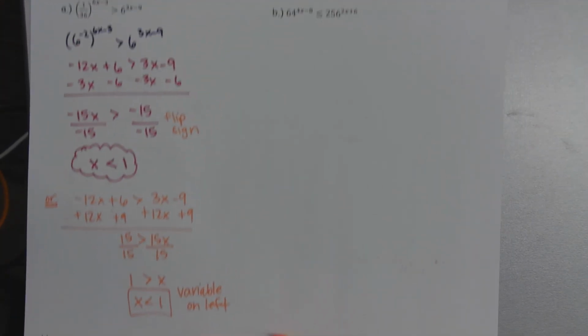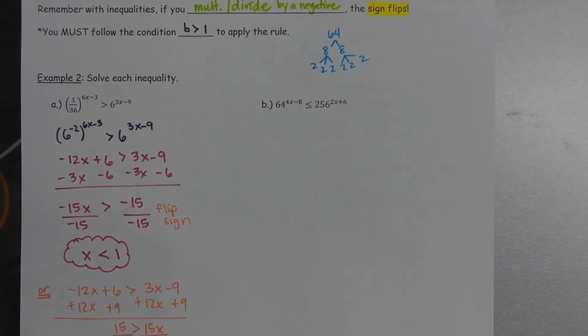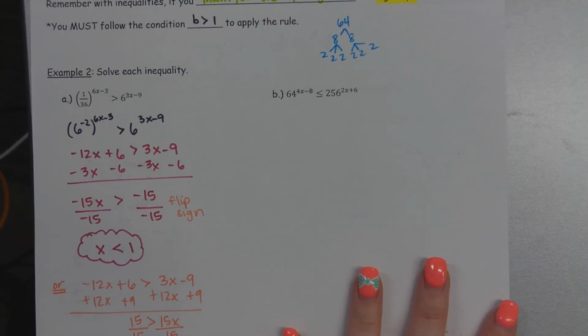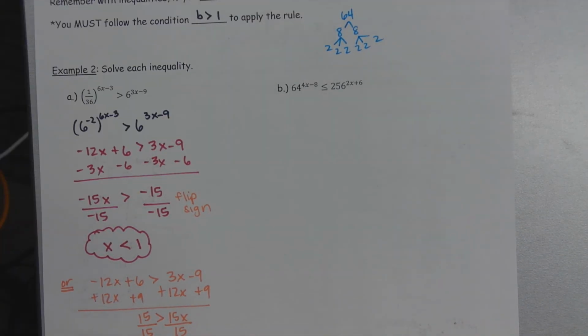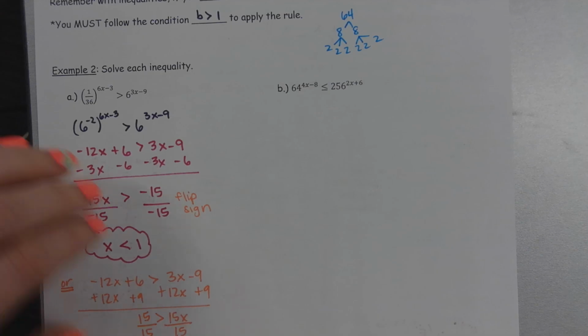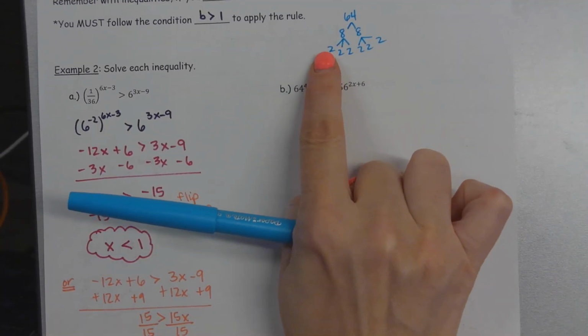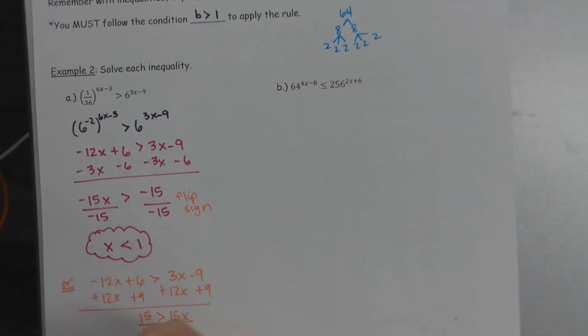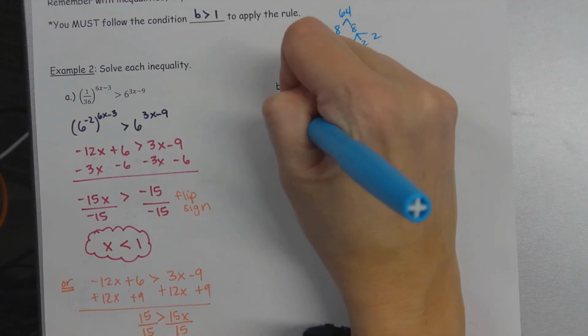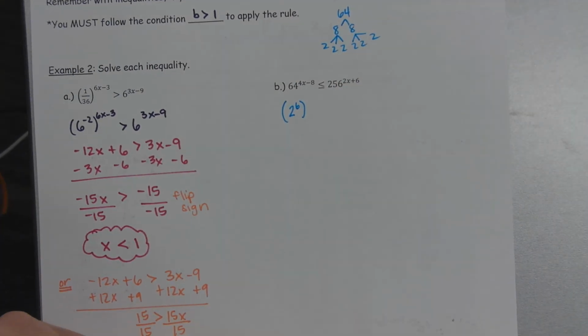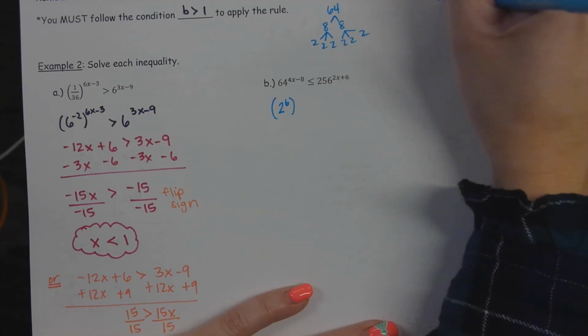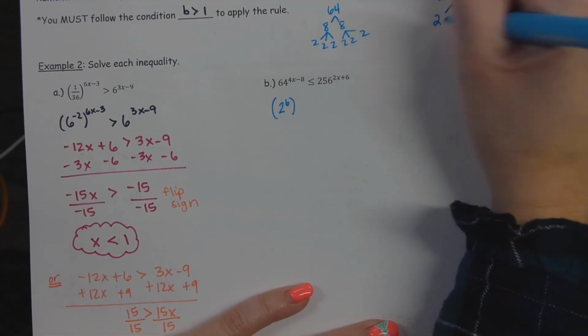Okay, and this is something that we talked about when we were working with radicals on that historical packet about how you can rewrite things. Okay, so for 64, you have 1, 2, 3, 4, 5, 6 2's. So you can rewrite 64 as 2 to the 6th power. Okay, let's see if we can rewrite 256 as a power of 2.